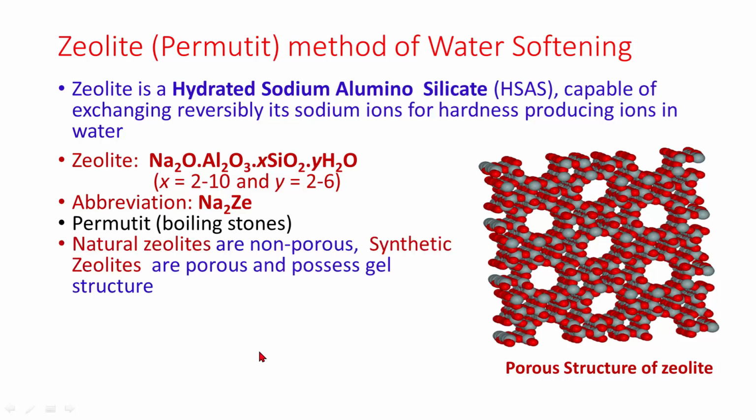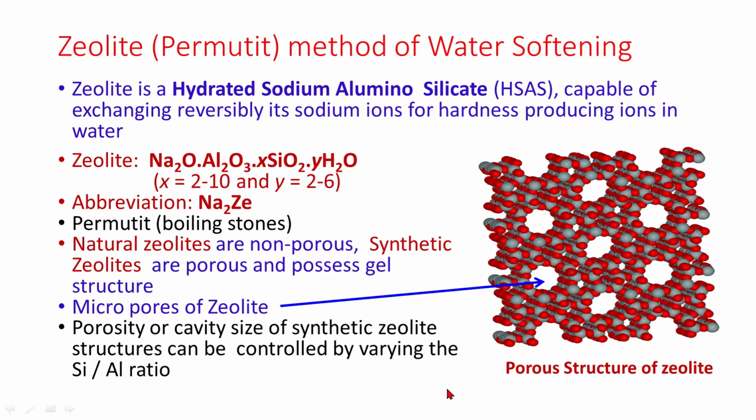Natural zeolites are non-porous, whereas synthetic zeolites are porous and possess gel structure. This is micropores of zeolite. Porosity or the cavity size of the synthetic zeolite structure can be controlled by varying the silicon to aluminum ratio.